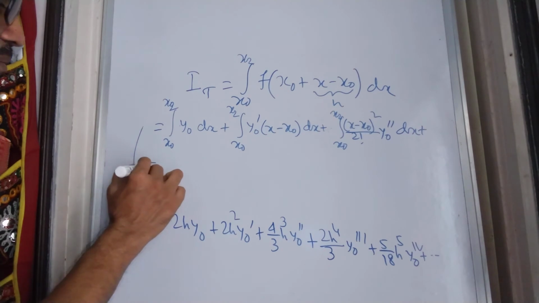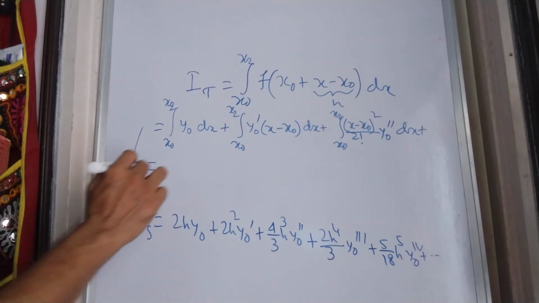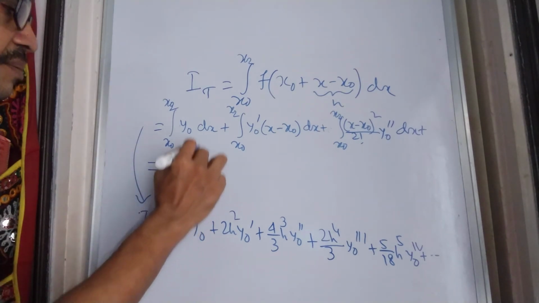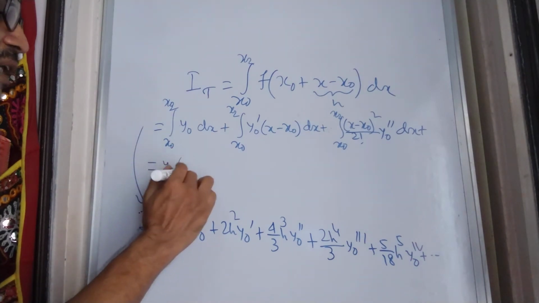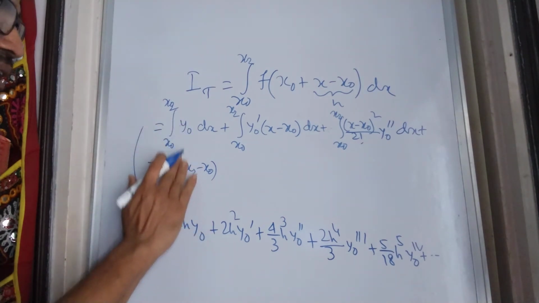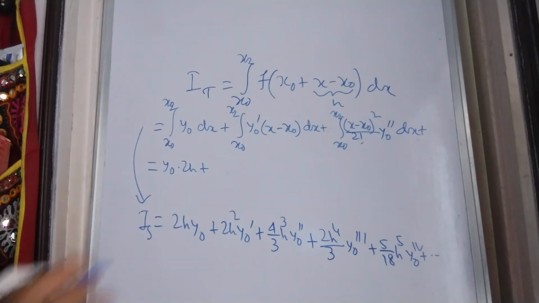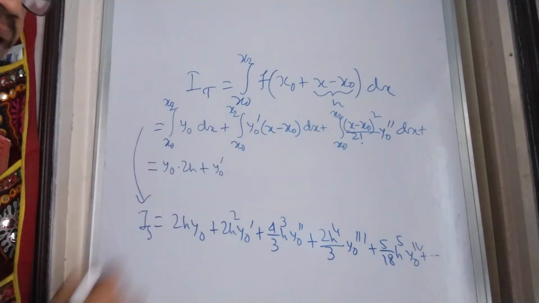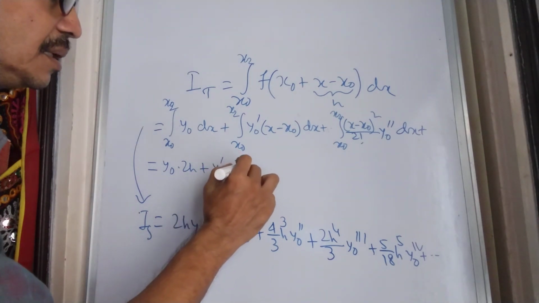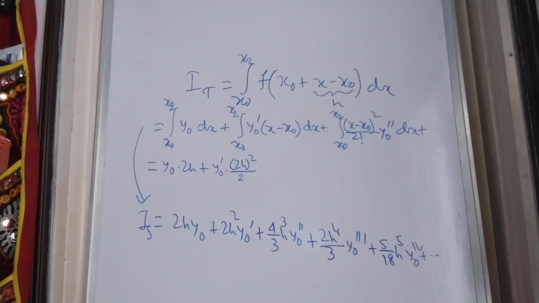So let us write term by term. What is the value of this? This is nothing but y0 into 2h, because when dx is integrated, we have x2 minus x0, and what is x2 minus x0? It is nothing but 2h. So we write it as y0 into 2h. Then we have y0' taken out of the integral, and the integral of (x minus x0) dx gives (x minus x0) whole square by 2, which is nothing but 2h whole square by 2. Isn't it so?